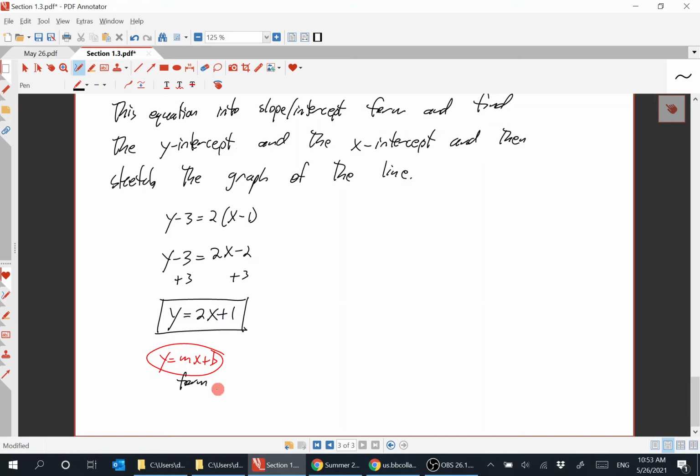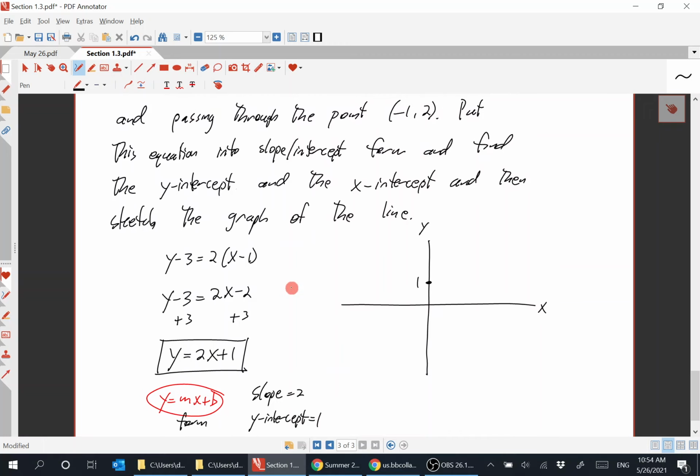So the y-intercept is 1 and the slope is 2. Well, we already knew the slope is 2. So we know so far that the y-intercept is 1. This is the x-axis, this is the y-axis, this is y equal to 1. Now, in order to sketch the line, we would need to find another point on the line. We already know it passes through the point -1, 2. So you could graph -1, 2, that would be up here, right? And then sketch the line like that.